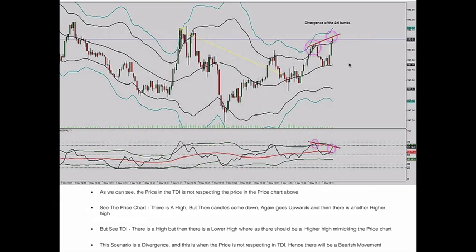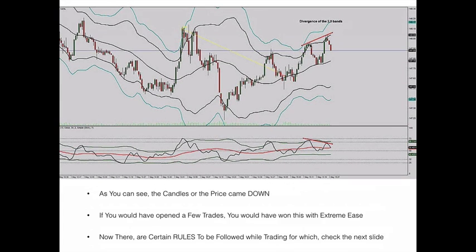As simple as that. Now let me show you how it works, and this is going to be exciting. Look, as you can see, it went up, came down, went back up, and it dropped then. Why did it drop? Because the price was not respecting. This is how divergence works.